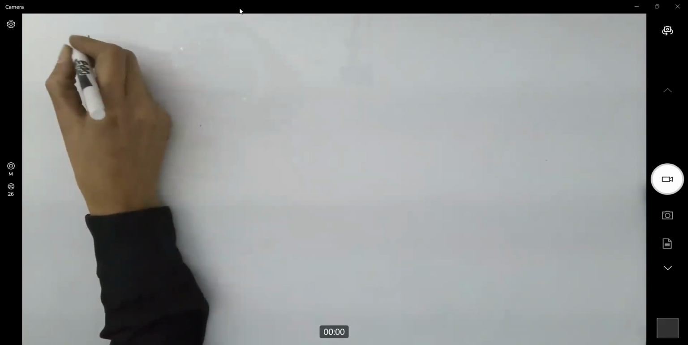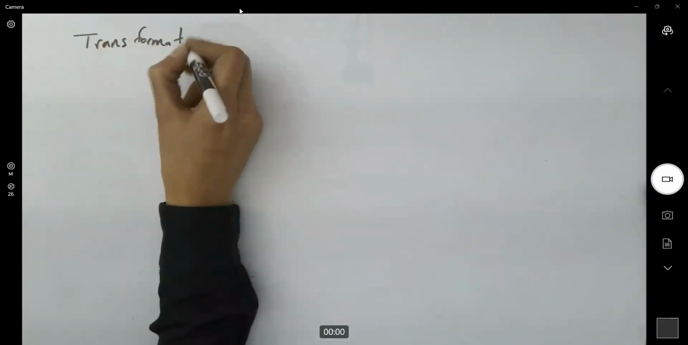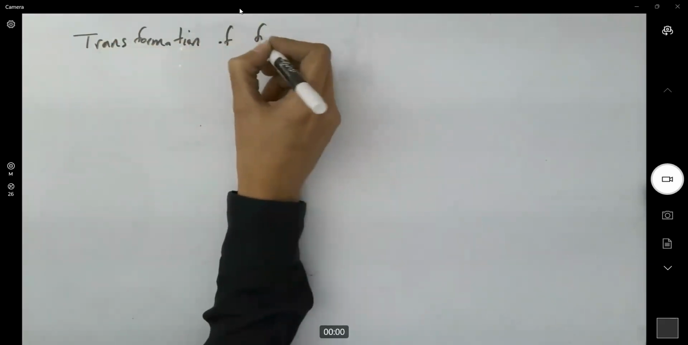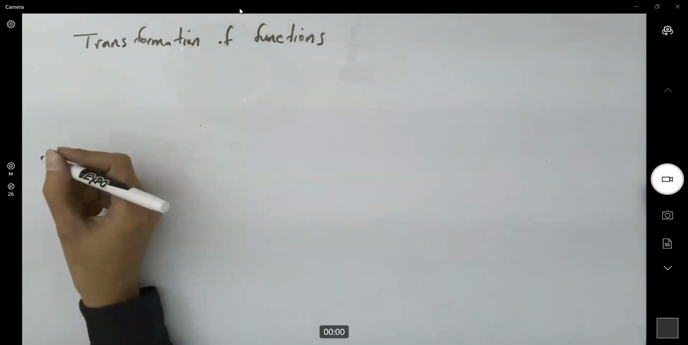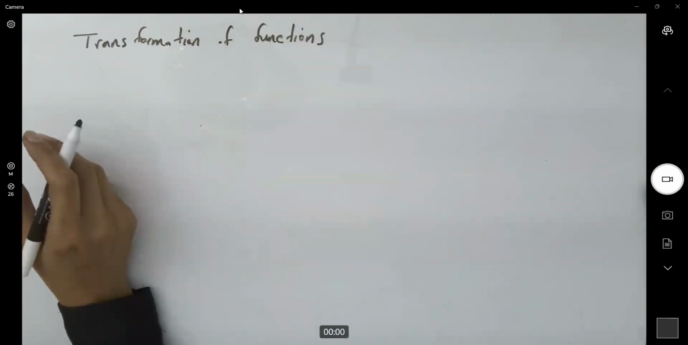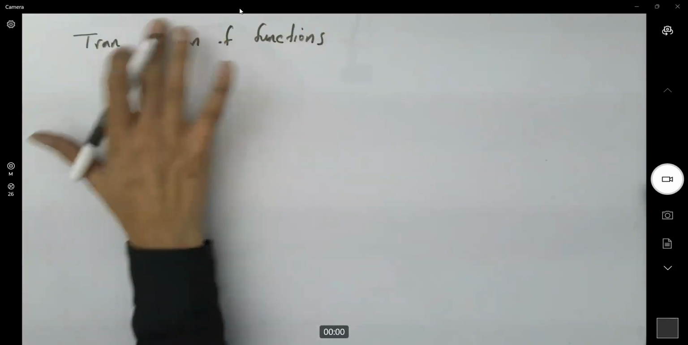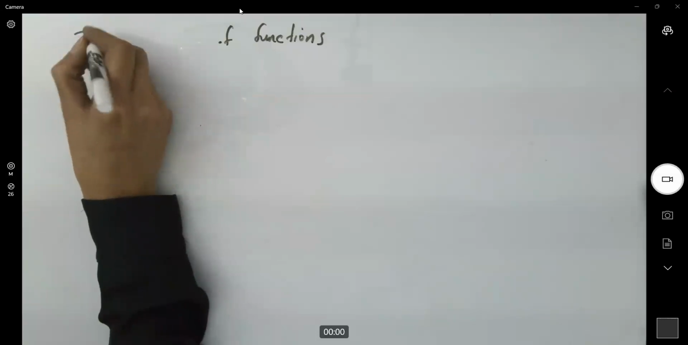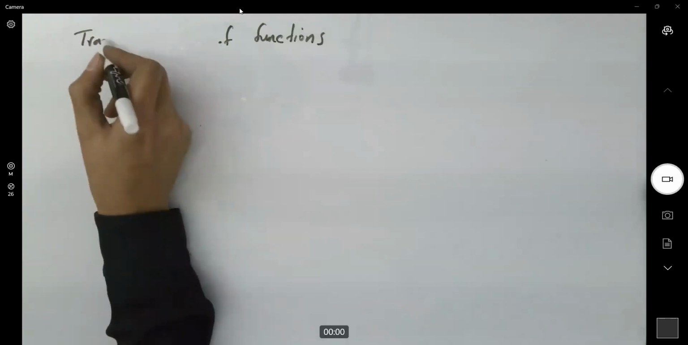Okay, everybody, today we're going to talk about transformation of functions. First of all, let us talk about some very basic functions that we start using, and then we're going to see how we can transform their graphs using algebra and also an online website.